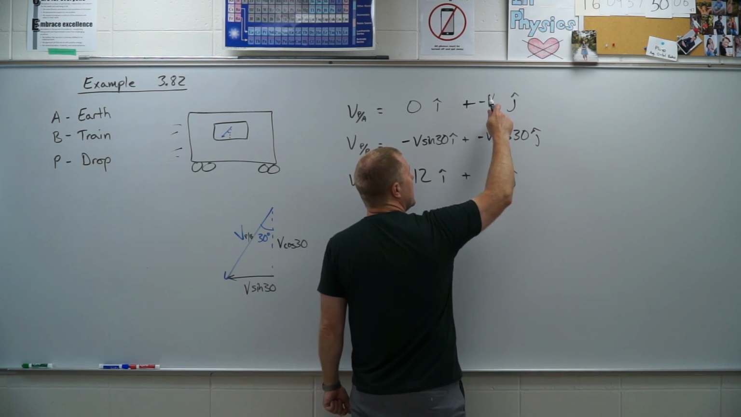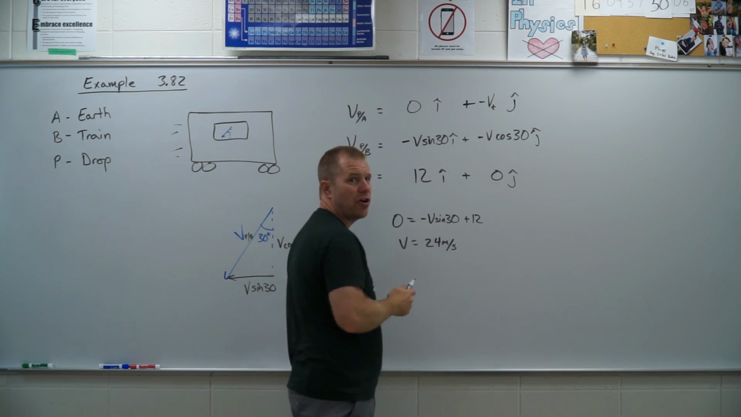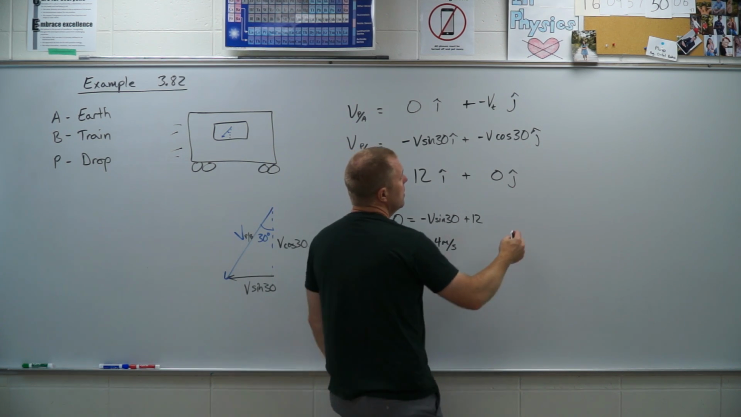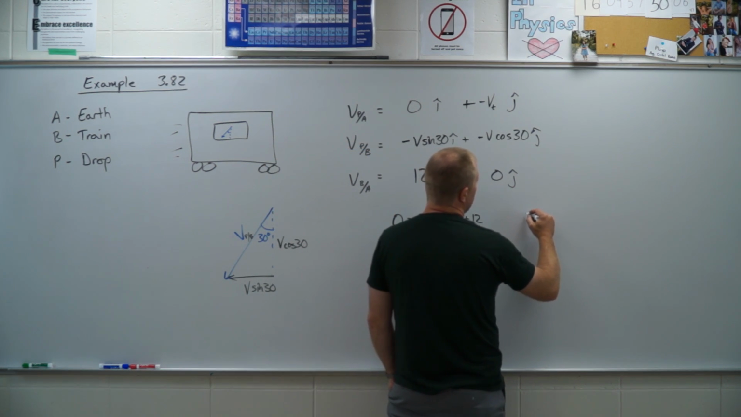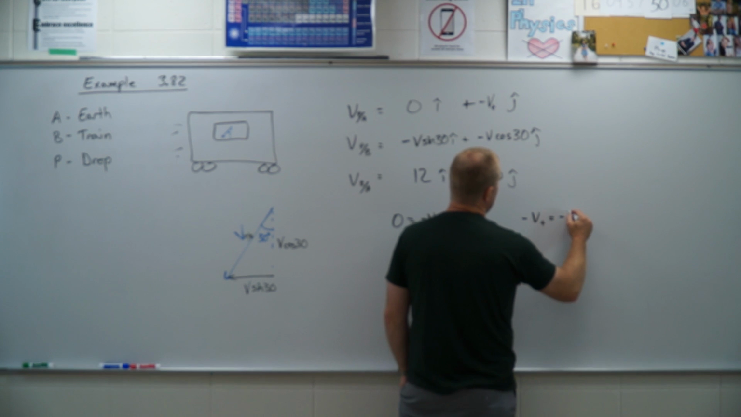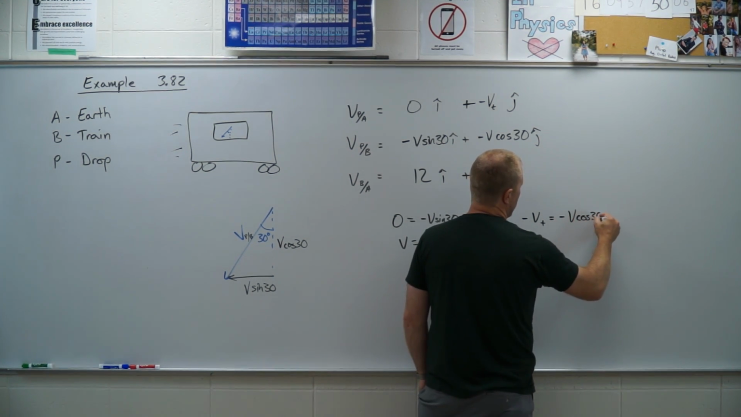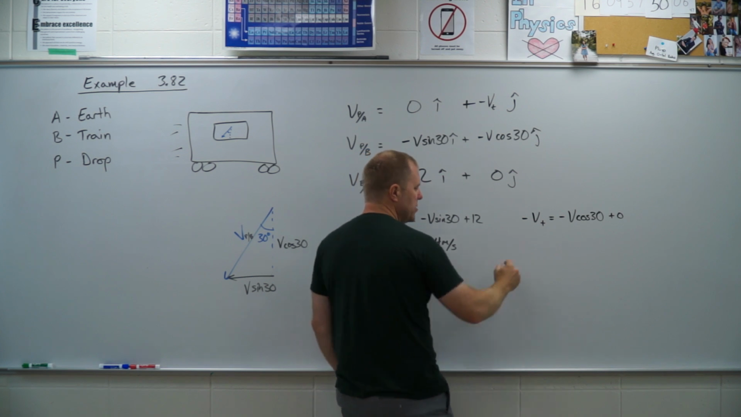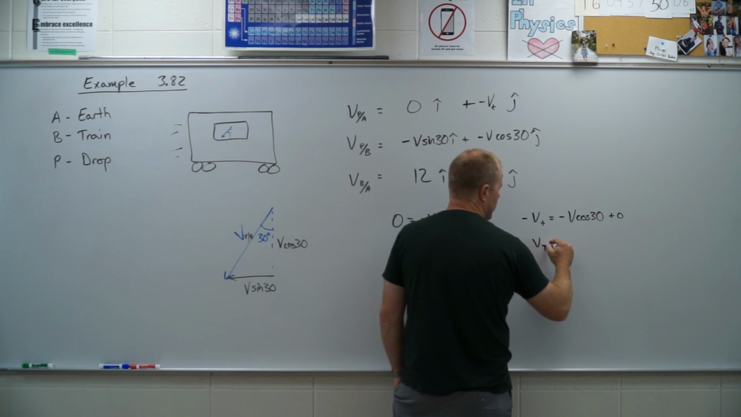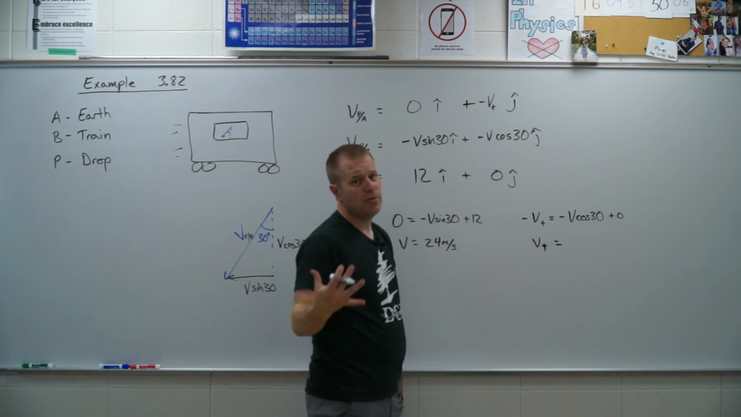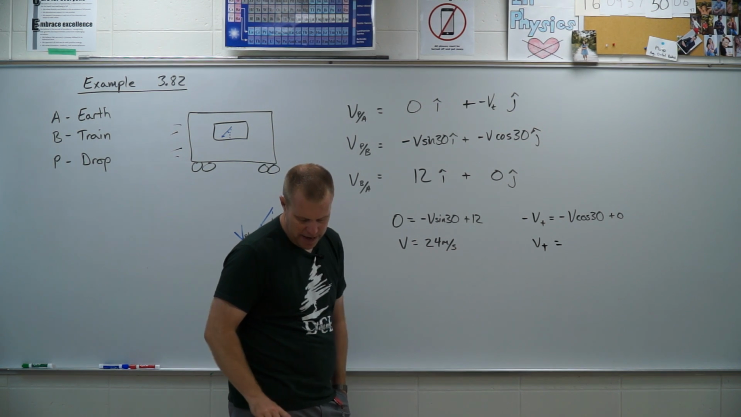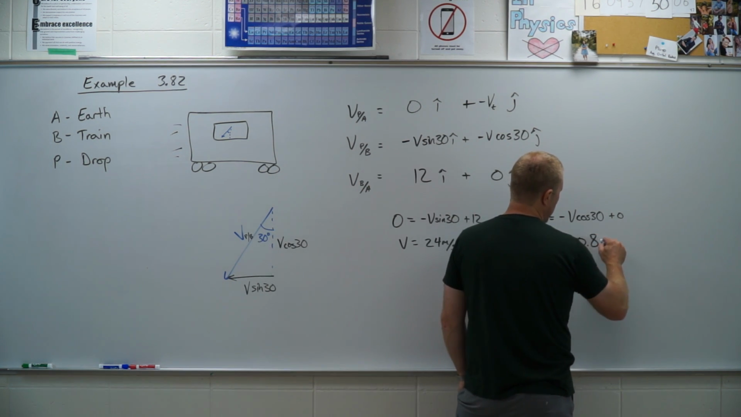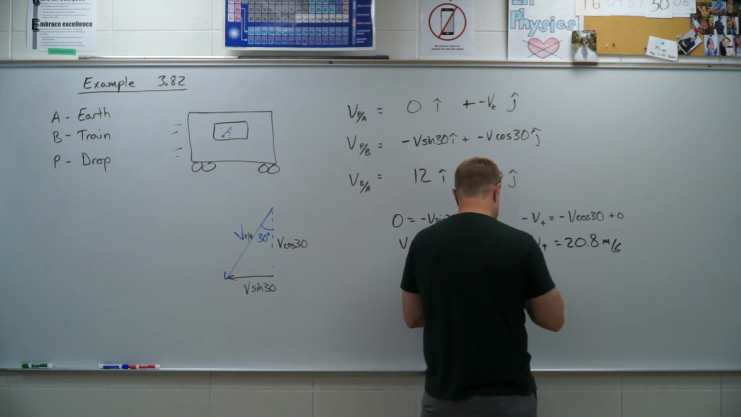In order to find VT, the terminal velocity, the velocity of the raindrop relative to the ground, I have negative VT equals negative V cosine 30 plus 0. So I'm using the j hat direction of that equation. I find that the terminal velocity of that raindrop, assuming it's at terminal velocity and the train is not moving through the clouds, is 20.8 meters per second.